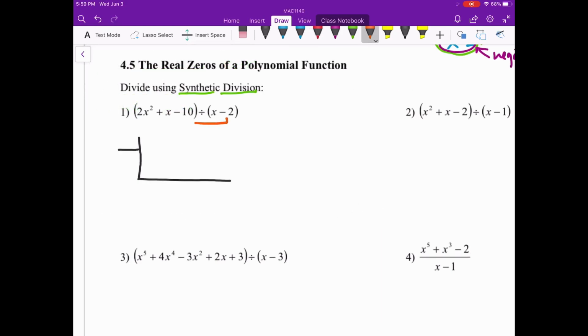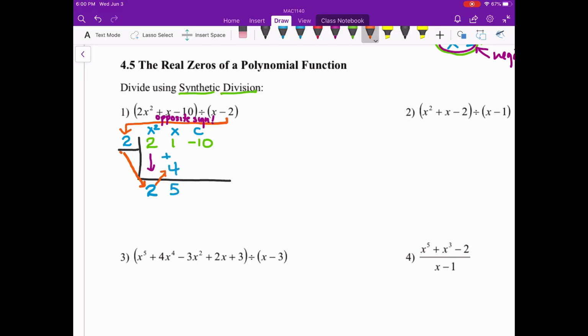Here I'm going to have this number, I'm going to place it here. But it's important that you write the opposite. Now here you're going to write the coefficients of each one of these terms: the x squared, the x, and the constant term. First thing you do is drop these two. And now you're going to multiply this times this, and whatever you get, you write it here. Now you're going to add.